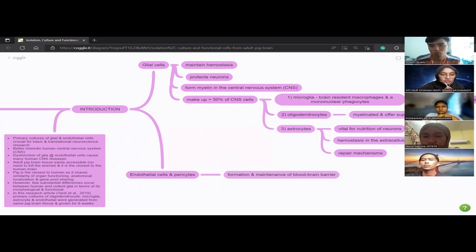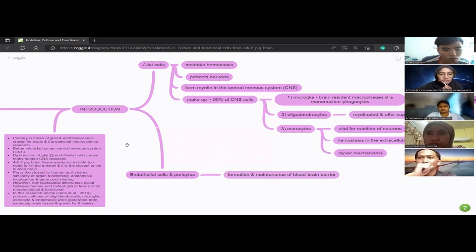From the article, adult pig brain tissue is easily accessible because it doesn't require killing the animal, and it is closest to the human brain. The pig is also the closest to humans because it shares similarities in organ functioning, anatomical localization, and gene pool. However, a few substantial differences occur between human and rodent glia in morphological and functional terms.